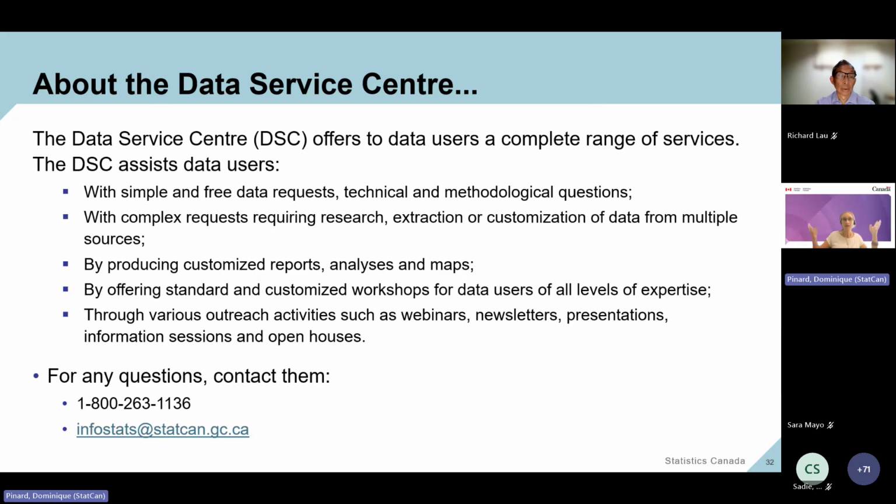So all that can be discussed with people at the data service centers. They can assist data users in various projects, and it could be a main door for a data user with several requests or someone who's unsure of what source of information to use for their project. This is the information that can be used to contact them.